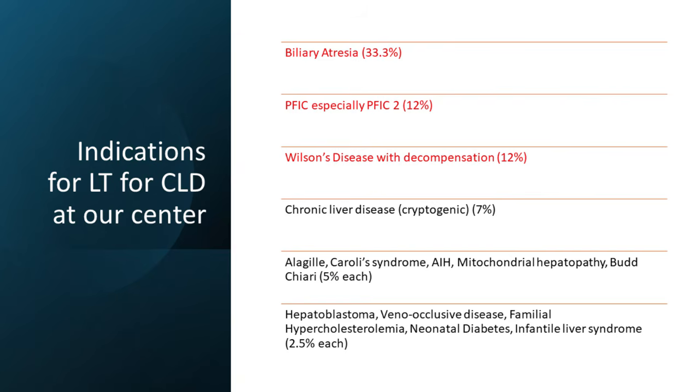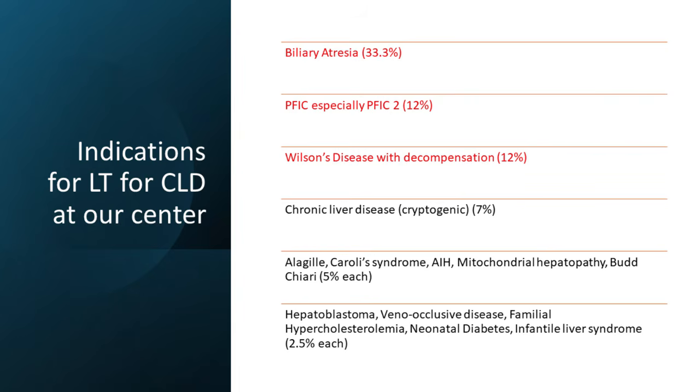But in Budd-Chiari, usually they would require transplant because of hepatopulmonary syndrome. Because with venoplasty and stenting, they do very well, but ultimately they develop hepatopulmonary syndrome, and that would be one of the indications for doing a liver transplant. Hepatoblastomas, veno-occlusive disease. We've had patients with familial hypercholesterolemia who are not controlled with medical management and they've been referred to us for transplant. Most of the times we've not done a transplant for them. We've just changed their medications and they're okay.